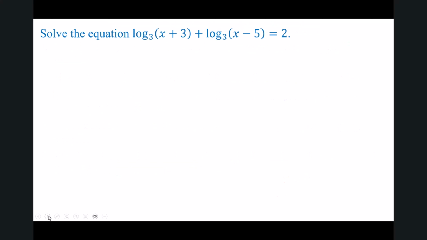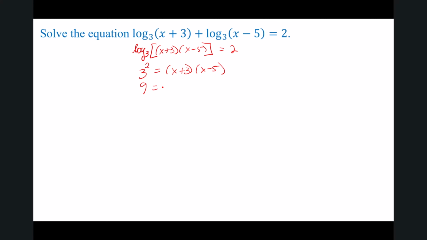So for example, let's solve this equation. We have log base 3 of x plus 3 plus log base 3 of x minus 5 equals 2. Notice both of these logs are the same base, so I could combine this into one log expression. So I have log base 3 of x plus 3 times x minus 5 equals 2. And then I can change this now to exponential form. So I have base 3 to the second power equals x plus 3 times x minus 5.